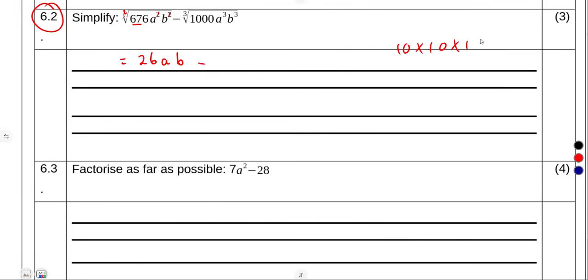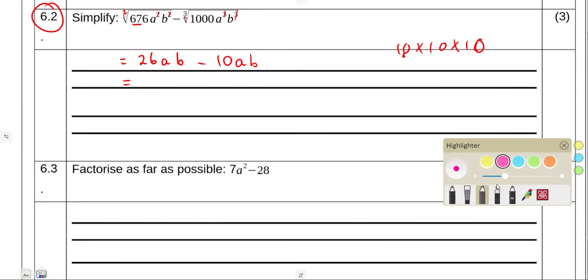Minus the cube root of 1000. 10 times 10 times 10, the number that multiplies itself 3 times to give us 1000. That's what? A 10. So the cube root is 10. The cube root and this 3 cancels, that's a. The cube root and this 3 on b cancels, that's b.